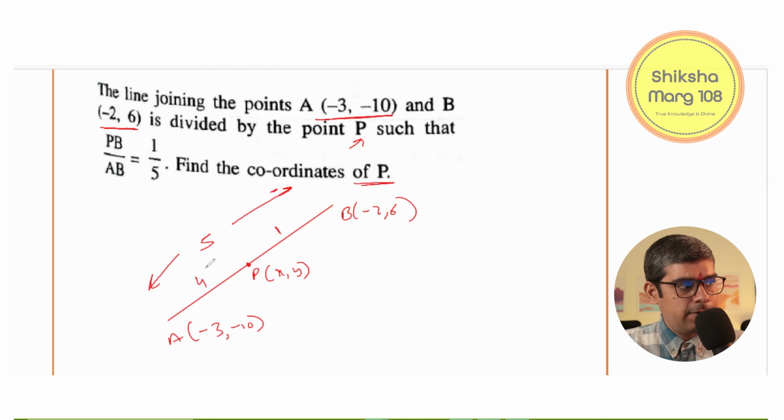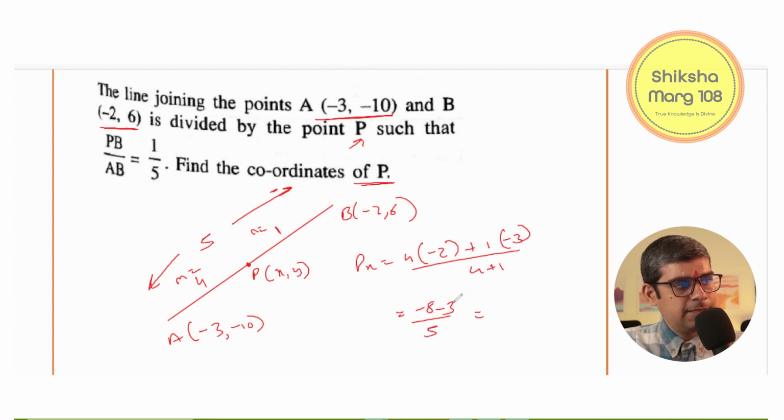Now, the most important bit. So we got the values of m and n as well. So let's get the values of the coordinates of P. So Px is equal to 4 times the x coordinate of point B, which is minus 2. That's going to be minus 2, plus 1 times the x coordinate of A, which is minus 3, the whole upon 4 plus 1. That's going to be minus 8 minus 3, the whole upon 4 plus 1, which is 5. That's going to be minus 8 minus 3, that's minus 11 over 5.